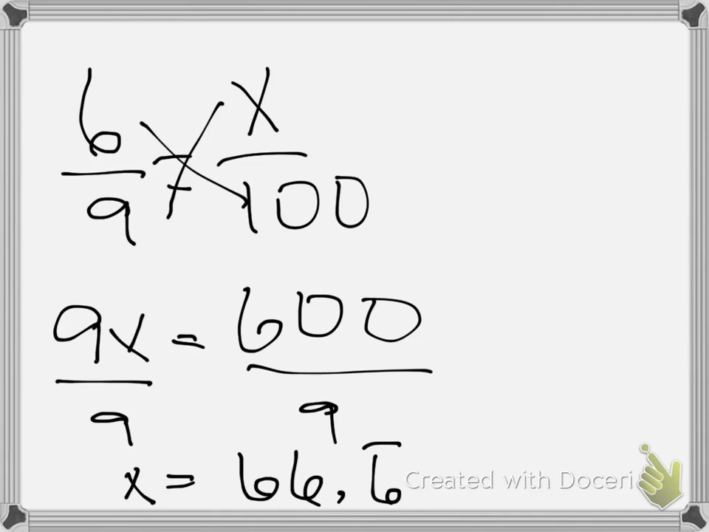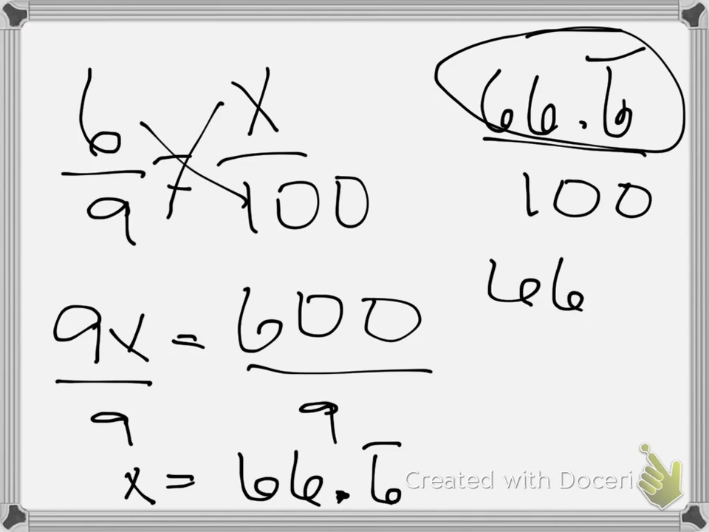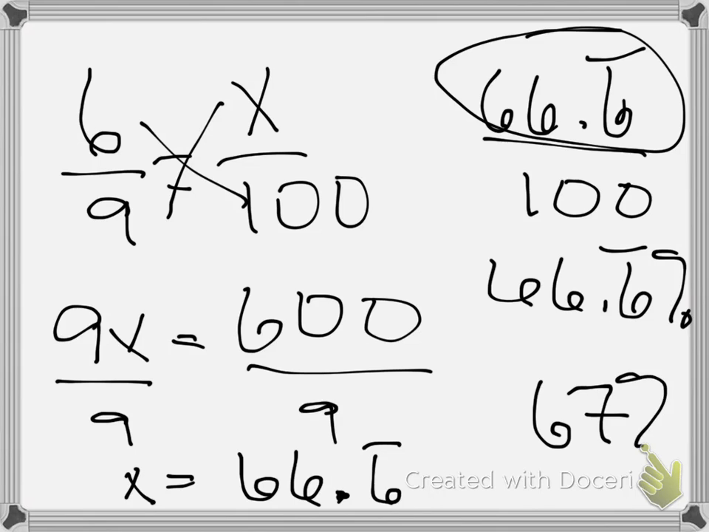66.6 repeating, 0.6666666. And that should be a decimal, not a comma. So we get a 66.6 repeating over 100. Well, don't let that fool you. It is 66.6 repeating percent. Or if you're going to round it, that would round up to about a 67%.